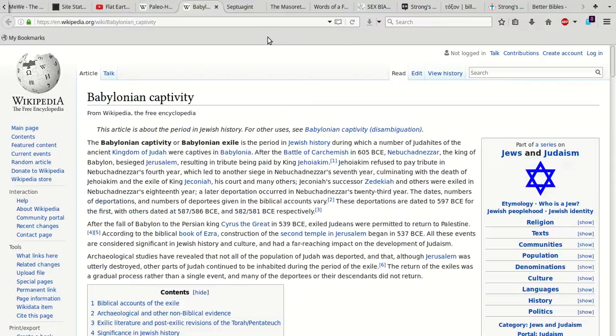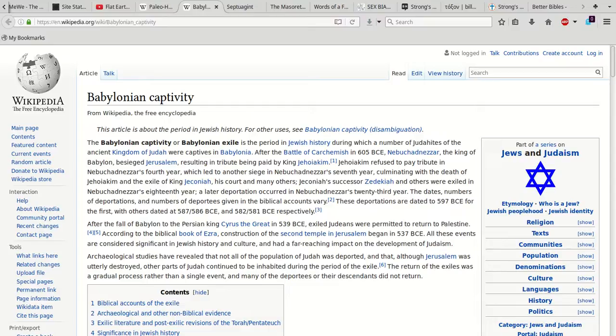You can read more about the Babylonian captivity here. Yes, I'm using Wikipedia, but it's handy. It gets the basics, and that's all we need. We're not going into a deep study here. So that's about the time that happened, and a lot of other changes happened during that time as well.